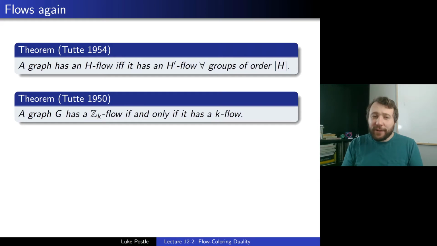Then Tutte, actually earlier in 1950, had shown that a graph G has a ZK flow if and only if it has a K flow. So these integer flows are related to cyclic group flows and therefore to other groups of that order.